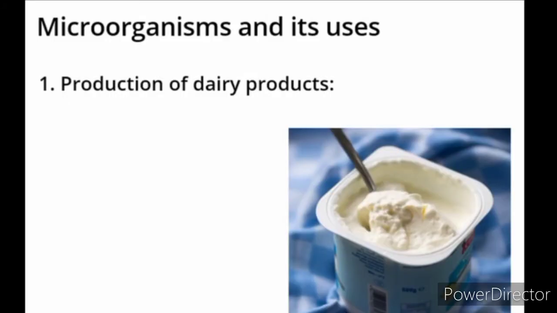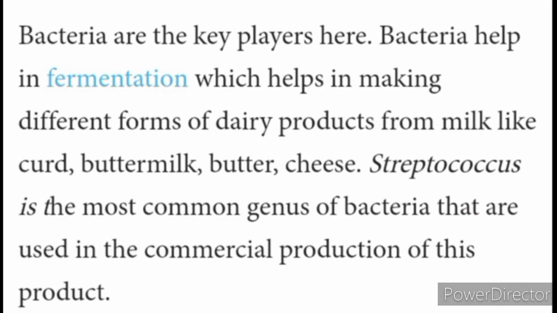Topic for today is microorganisms and its uses. Number 1 is production of dairy products. Dairy products are the products which are made of milk. Bacteria are the key players in the making of dairy products. Bacteria help in fermentation, which helps in making different forms of dairy products from milk like curd, buttermilk, butter, cheese. Streptococcus is the most common genus of bacteria that are used in the commercial production of these products.